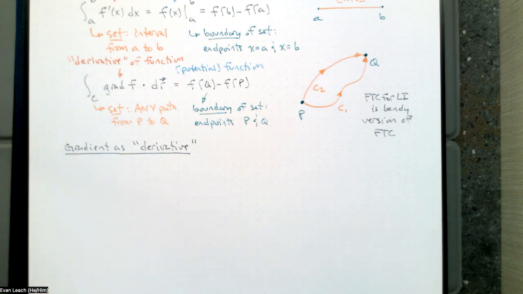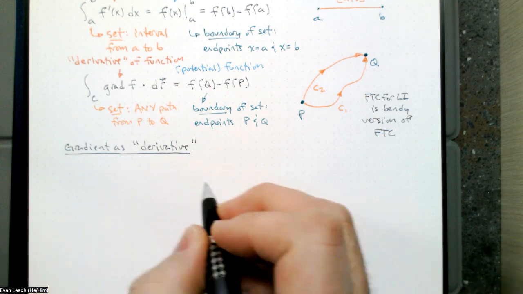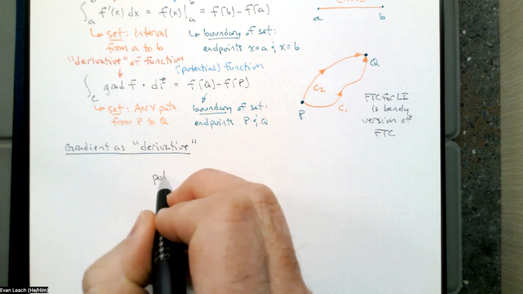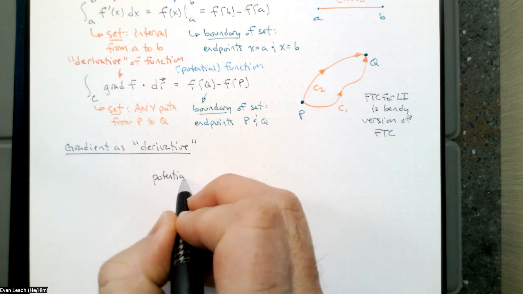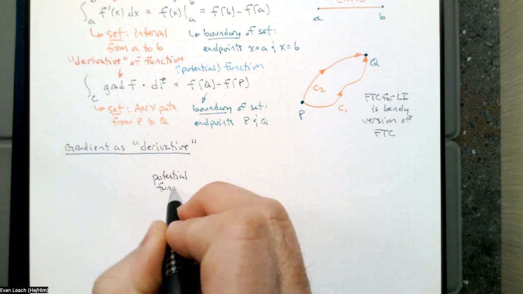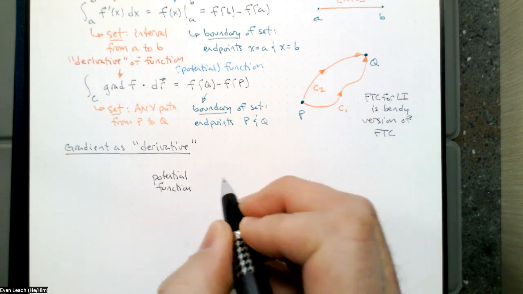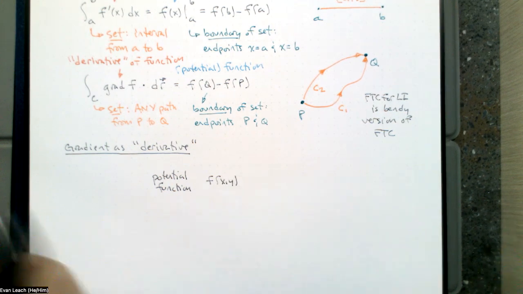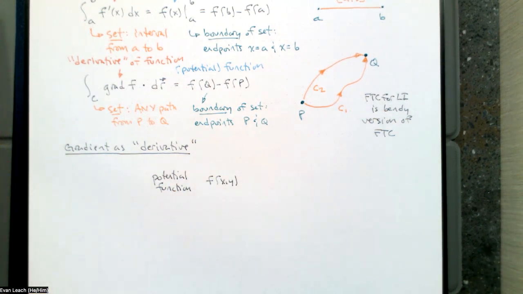The kind of functional part of gradient as derivative, if we think about a function, a potential function, we need something that we want to call the derivative, so we're going to have the gradient stand in as the derivative.